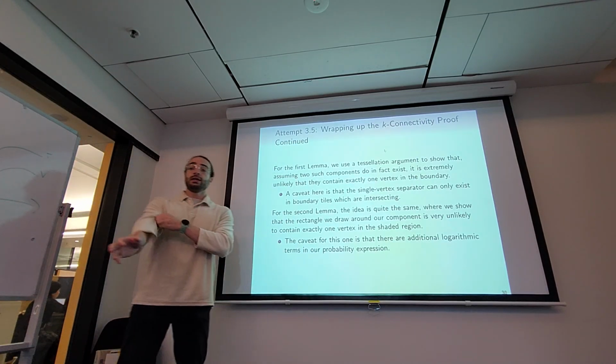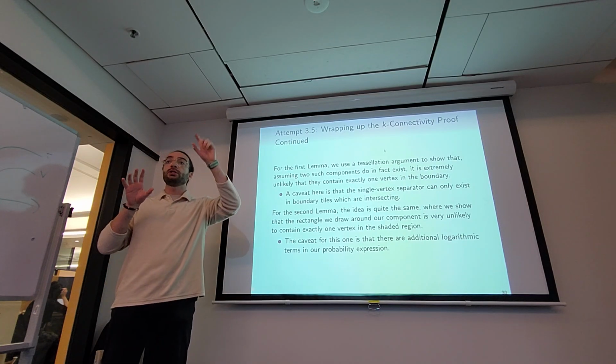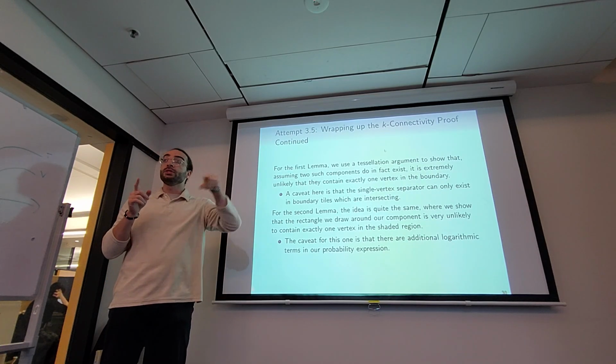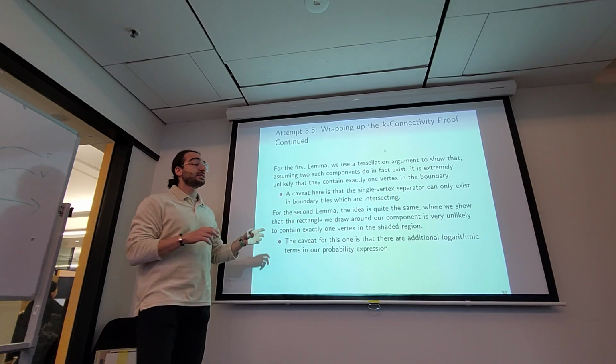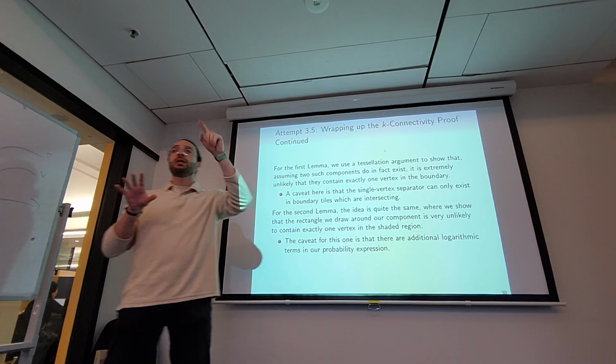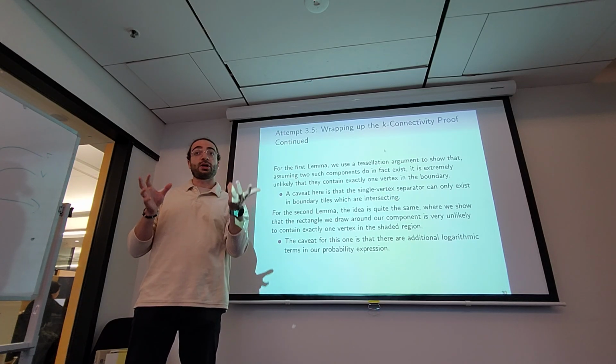Well, initially, for the first lemma, the idea is the same. We've got these two components and we're trying to prove that their boundaries contain exactly one vertex. Now, the caveat with this is that these two components only have a small intersection of tiles where the single vertex separator can exist.